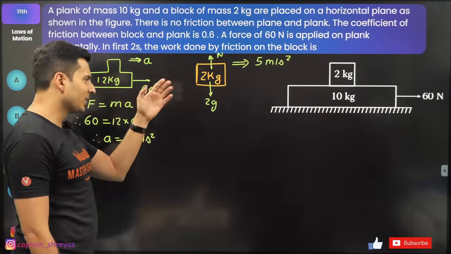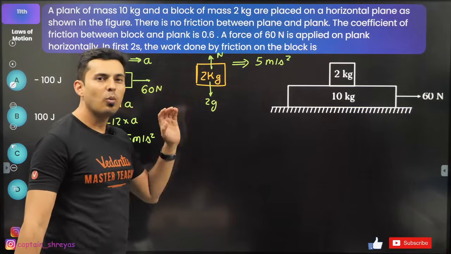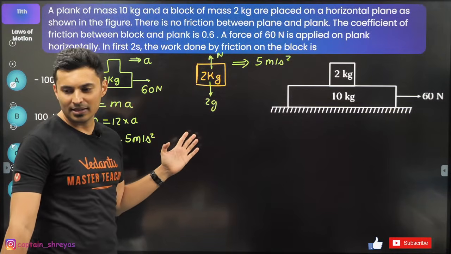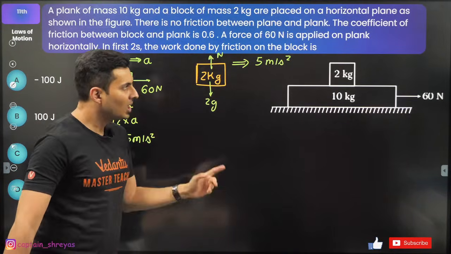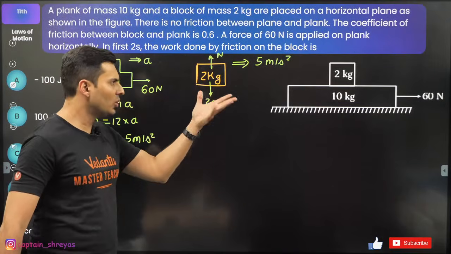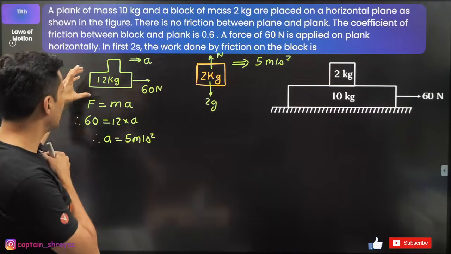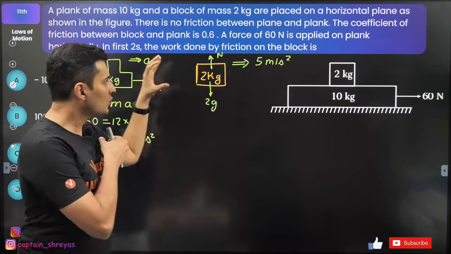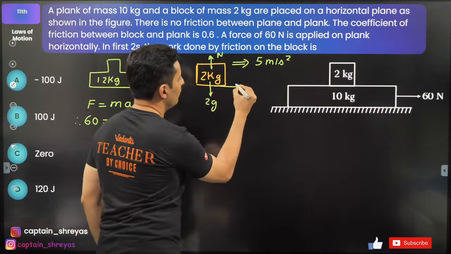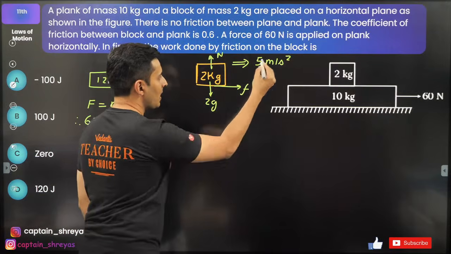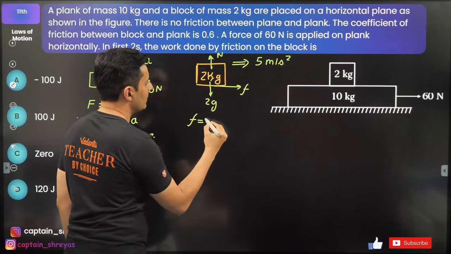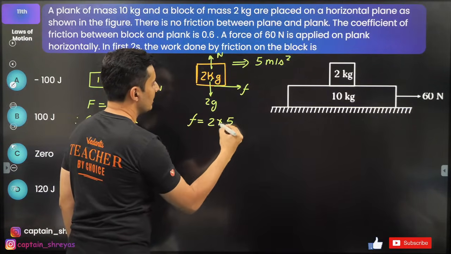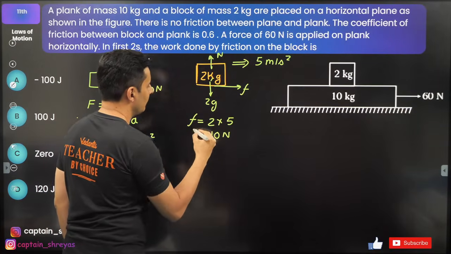Think about it. Why would this block get accelerated? There's only one reason why this block will get accelerated. That is friction. Normal and mg can't, pseudo force, no. We are sitting on the ground and seeing that block go like this. We are just seeing the block accelerate like this. So friction is pulling it. So friction will act like this. So can I not say friction is nothing but mass into acceleration? That means it is 10 Newton.